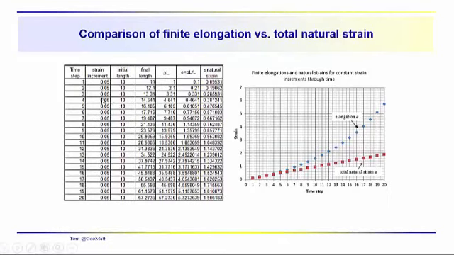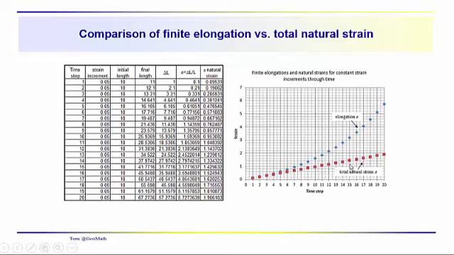Now if we look at a table of numbers here and bring these numbers into Excel, we've got time steps going from 1 to 20. We've got strain increments of 5% with an initial length of 10 for all calculations. Final lengths, change in lengths, the elongation, and the total natural strain. And so what we plotted up over here is the elongation and the total natural strain.